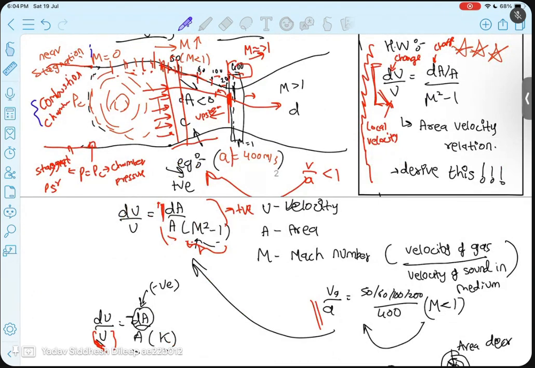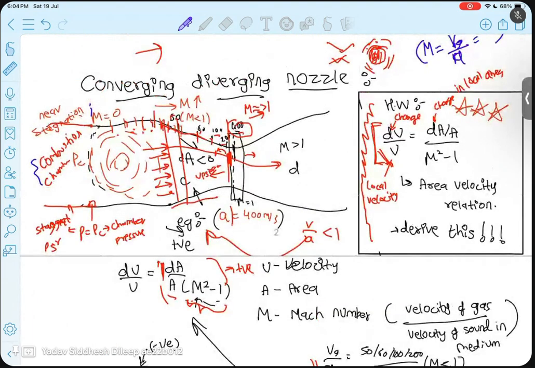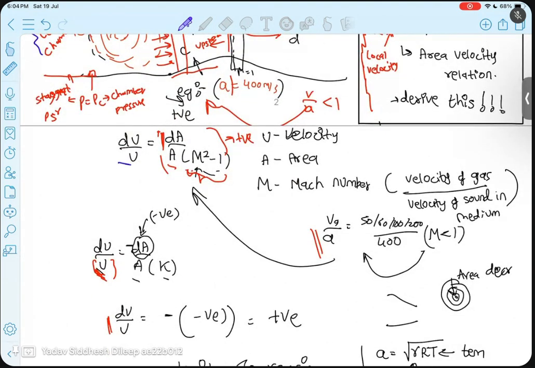And if you see the area velocity relation, u is the local speed of gas, du is the change in speed, dA is the change in area, A is the local area, M is the Mach number. Now let's understand when the Mach number is less than 1, because you see the variations are across Mach number 1. When the Mach number is less than 1, then this particular term, M squared minus 1, will be negative, correct? Because anything less than 1, squared, minus 1 is a negative term.